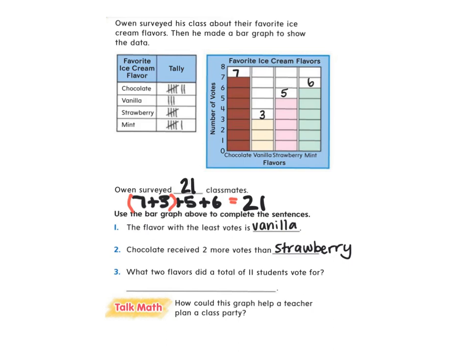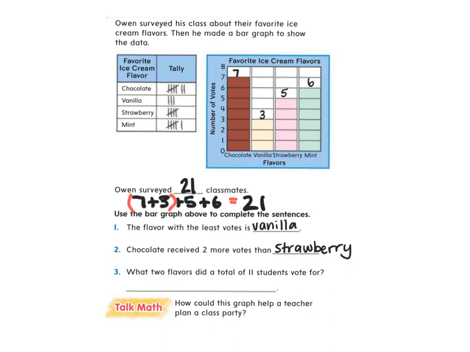And let's just go back to our scale here. I see that chocolate's bar is even with the 7. Vanilla's bar is even with 3. Strawberry's bar is even with 5. And mint's bar is even with 6.